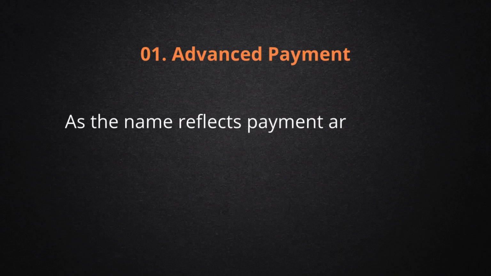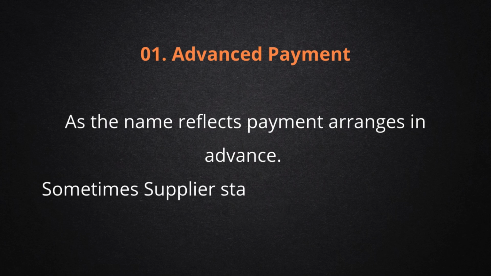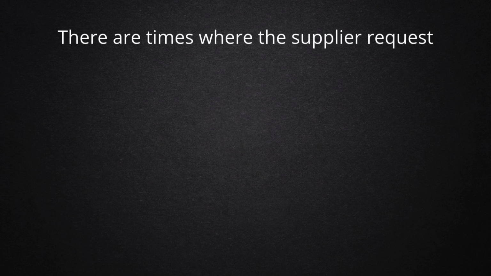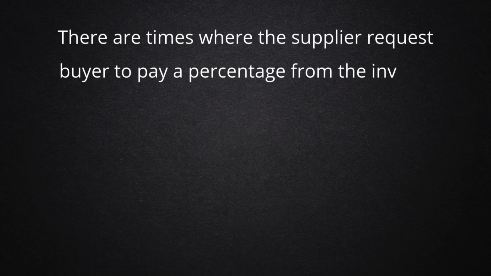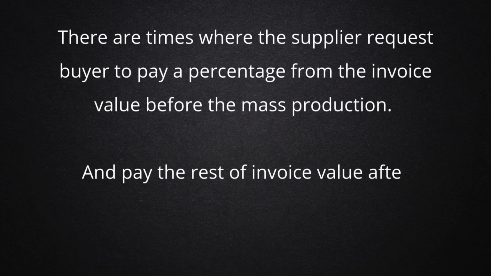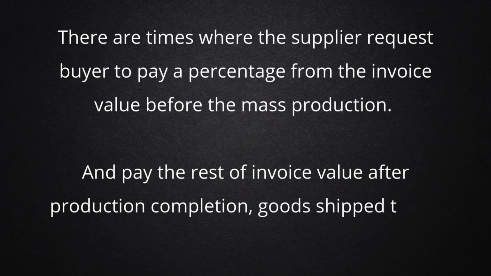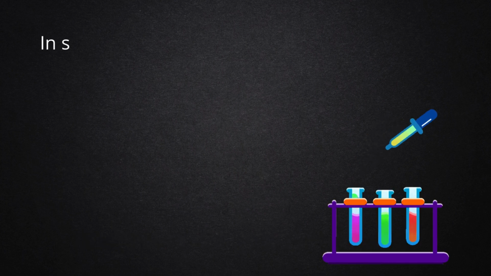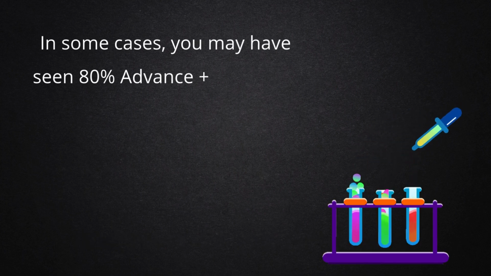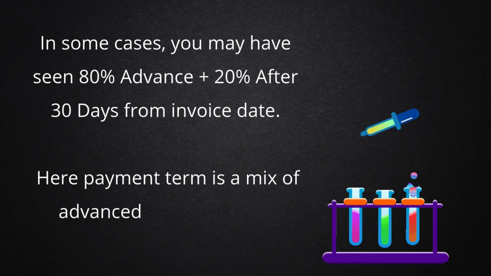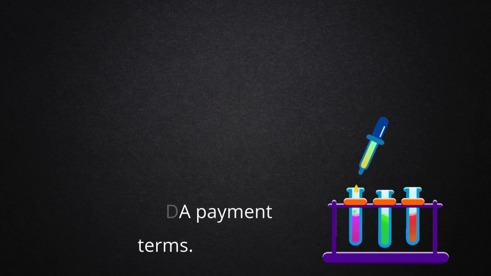As the name reflects, payment is arranged in advance. Sometimes the supplier starts production after the customer has made the payment. There are times when the supplier requests the buyer to pay a percentage of the invoice value before mass production, and pay the rest of the invoice value after production completion, after goods are shipped to the consignee, or after goods are on board. In some cases, you may have seen 80% advance plus 20% after 30 days from invoice date. Here the payment term is a mix of advance and DA payment terms.